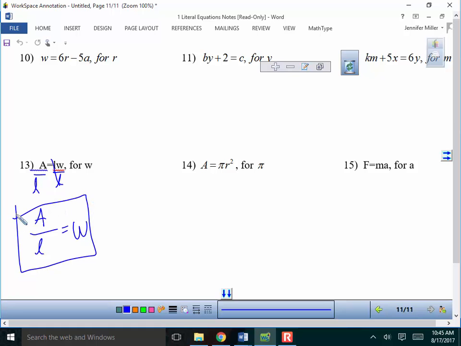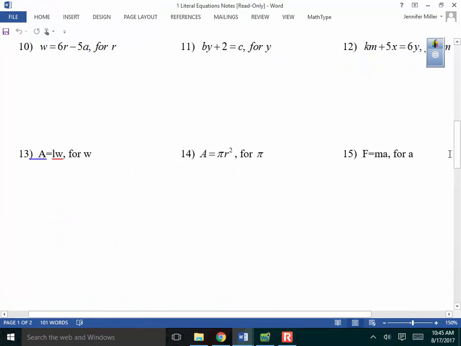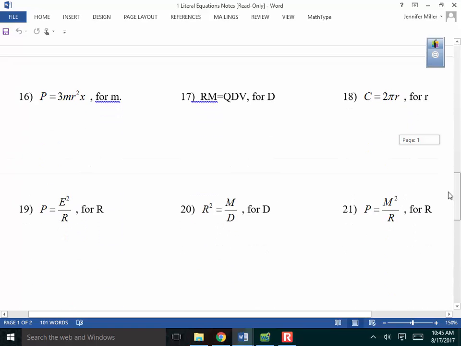Yes, this is number 13. And please don't let 14 scare you. 14 and 15 are just like 13. Okay? All right, turn over, please. That's the answer. You're going to do 14 on your own.